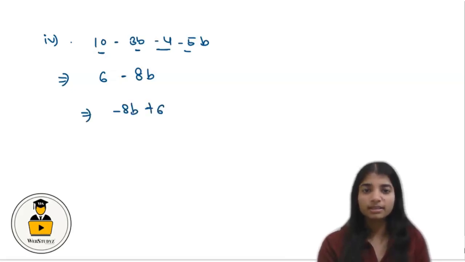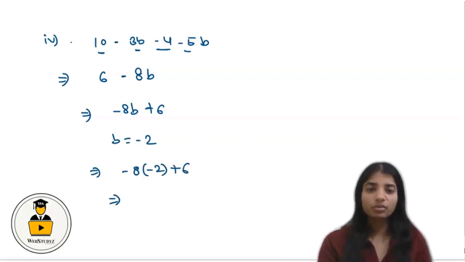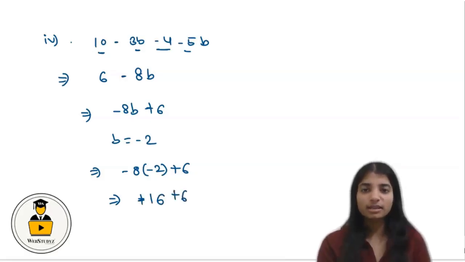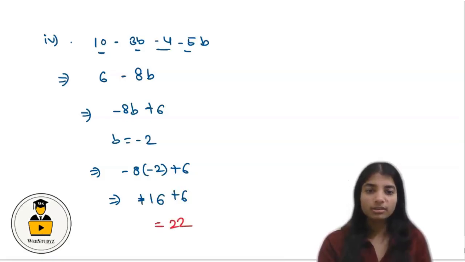We can also write this as minus 8b plus 6. Now we have the value of b, that is equal to minus 2. We are going to plug this value here. So this is equal to minus 8 multiplied by minus 2 plus 6. Minus 8 multiplied by minus 2 is equal to plus 16, and 16 plus 6 is equal to 22. So 22 is the answer to part 4 of this question.